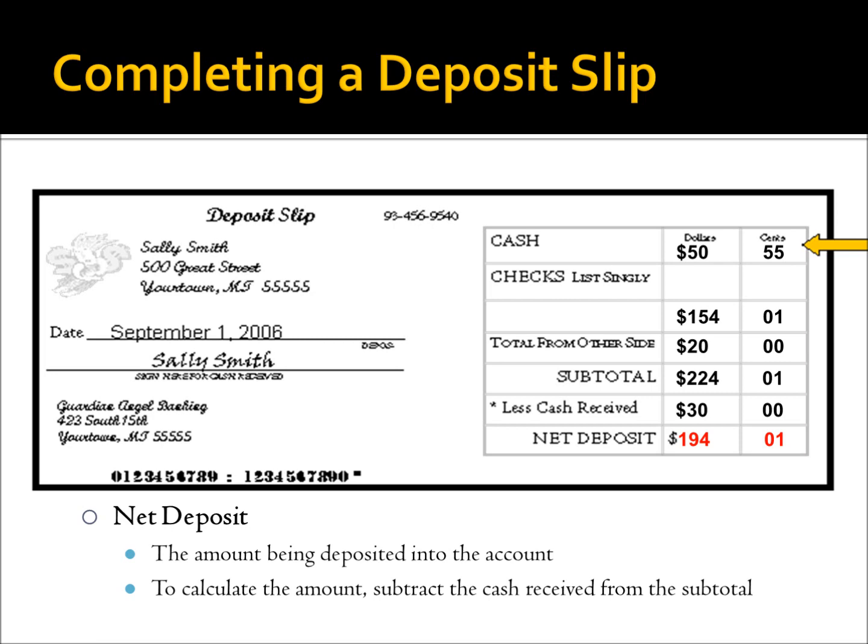It's never a bad idea just to verify the deposit slip, check it over, check your math, before you hand this to a bank teller.